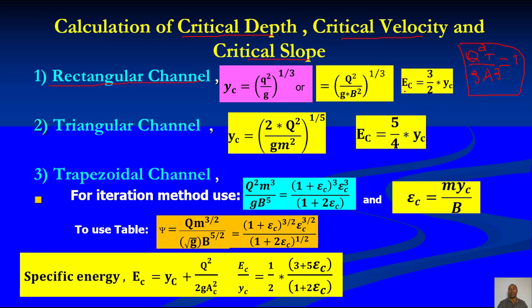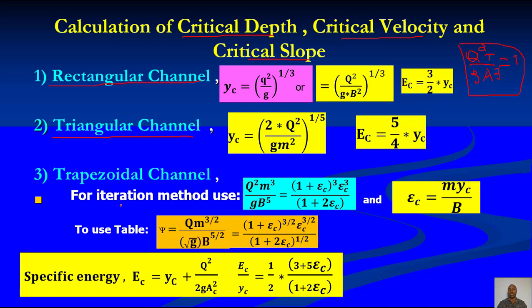Then the critical specific energy will be 3 over 2 Yc. You substitute in the specific energy equation, and finally you arrive at this critical specific energy. For a triangular channel, the same approach, we substitute in this equation. Then Yc will be 2Q square over g m square, the whole 1/5, or the critical specific energy will be 5 over 4 of Yc. This is for the triangular channel.